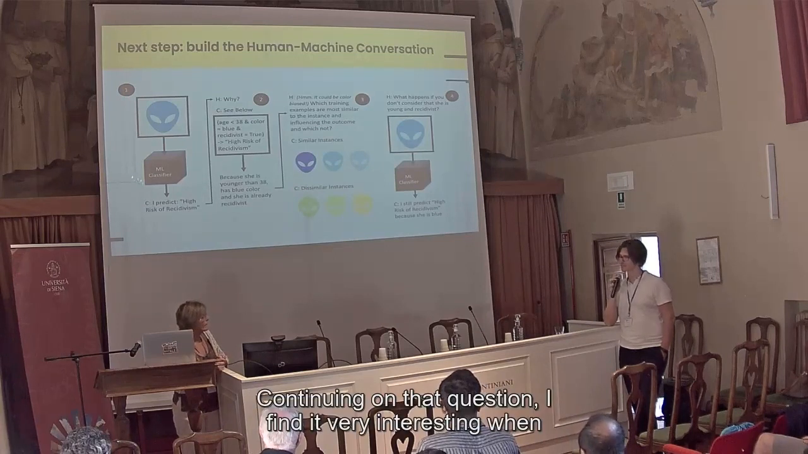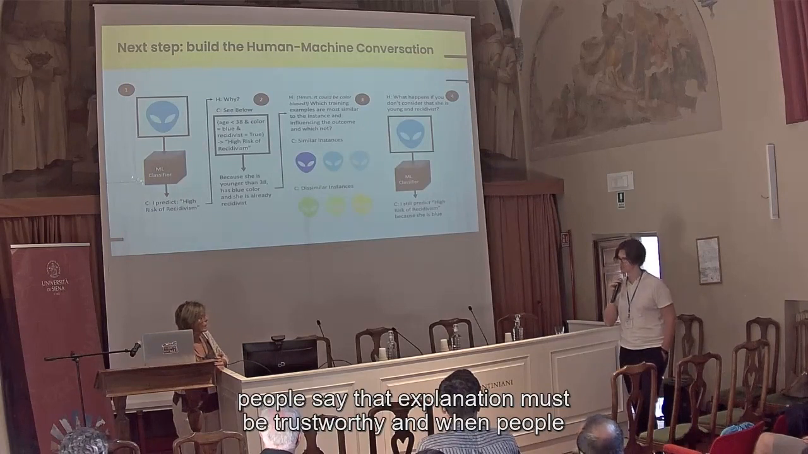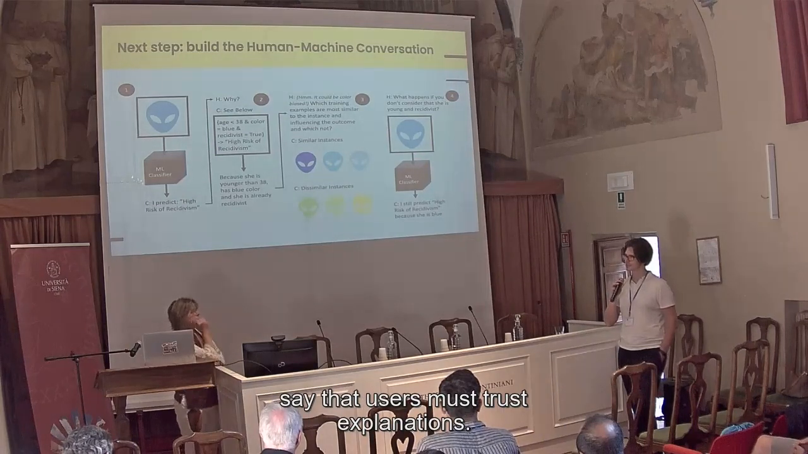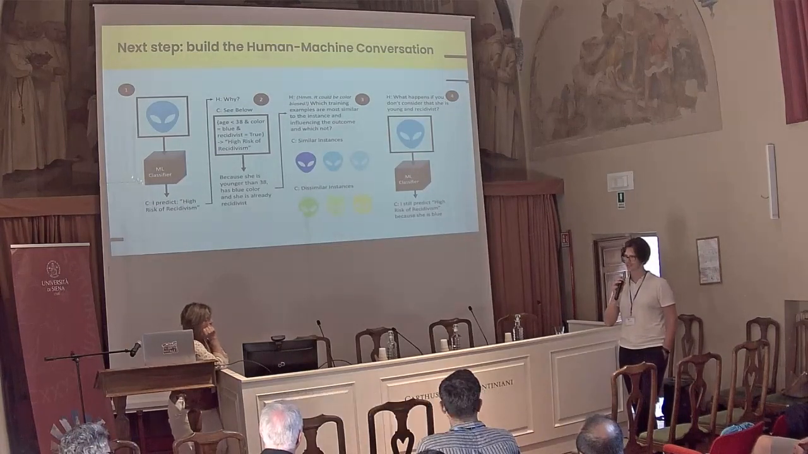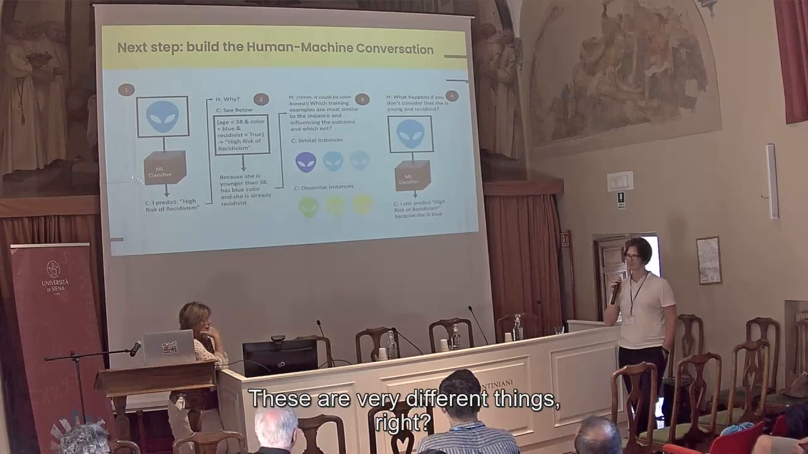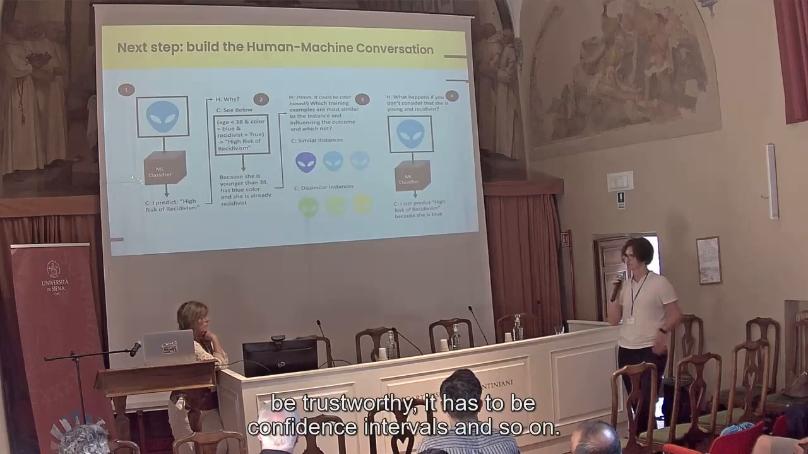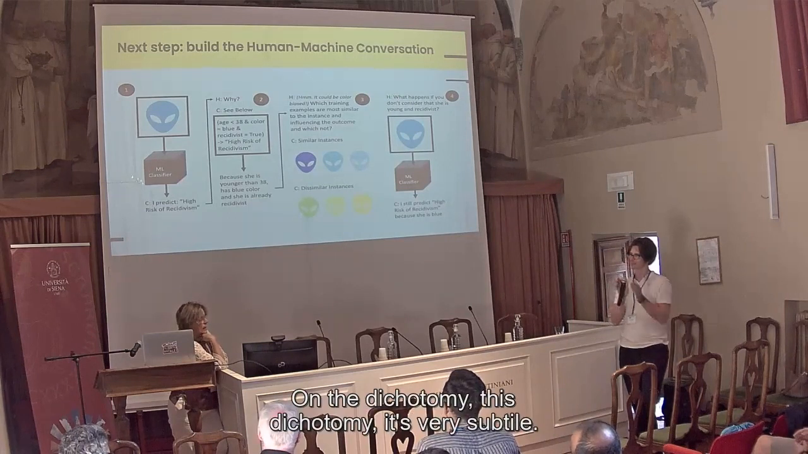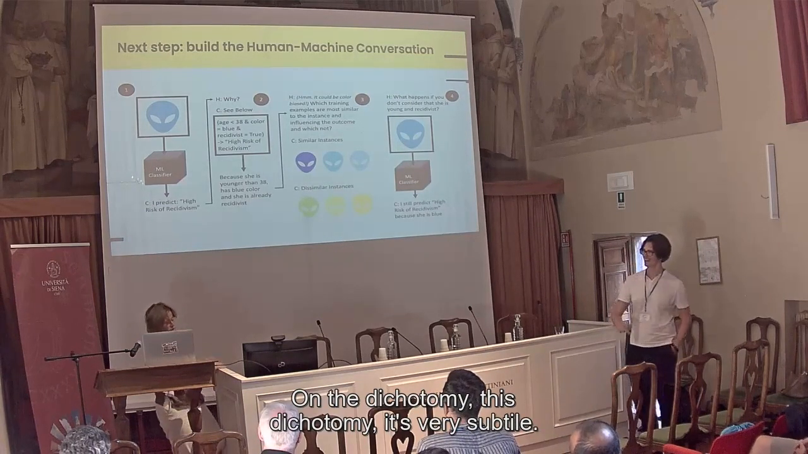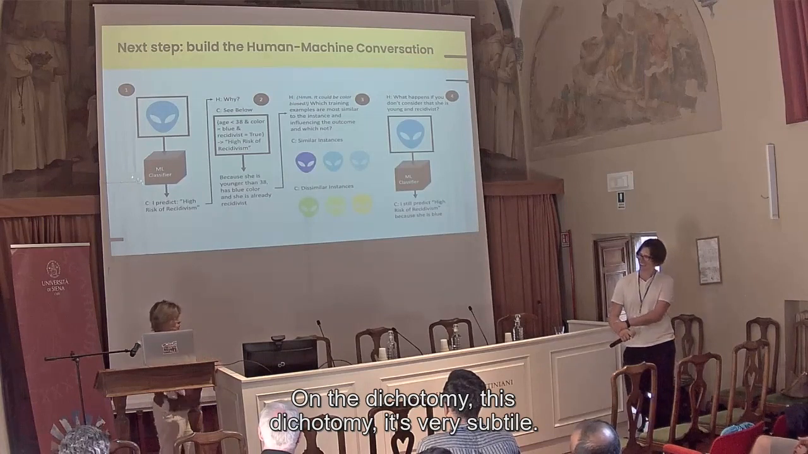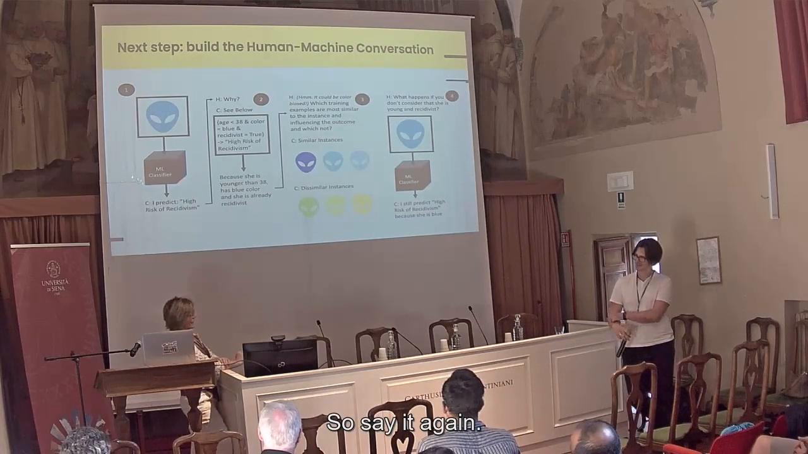Continuing on that question, I find it very interesting when people say that explanations must be trustworthy, and when people say that users must trust explanations. These are very different things, right? Because for users to trust, it has to be convincing. For it to be trustworthy, it has to have confidence intervals and so on. Any thoughts on that dichotomy? This dichotomy is very subtle. So say it again.